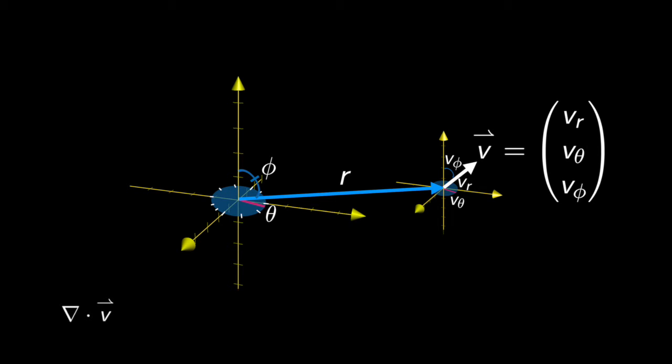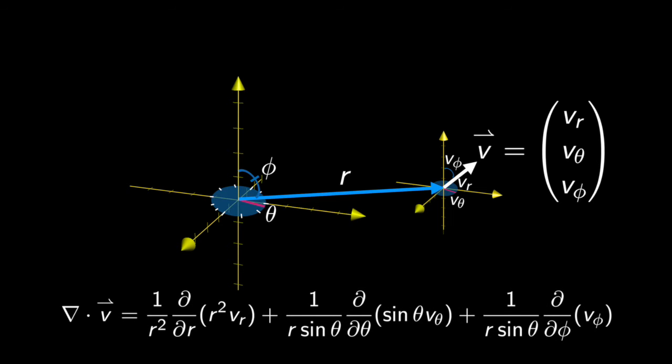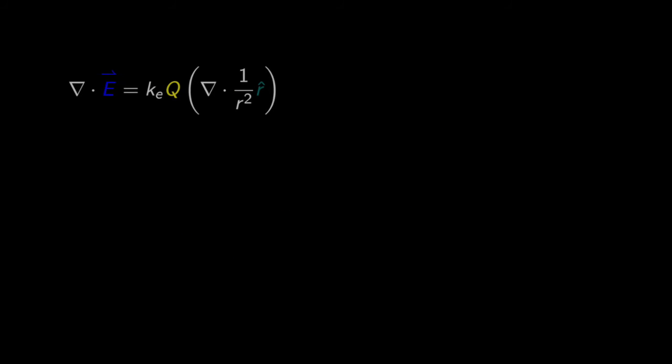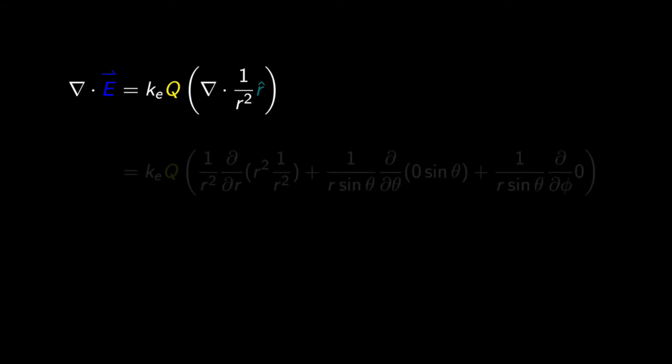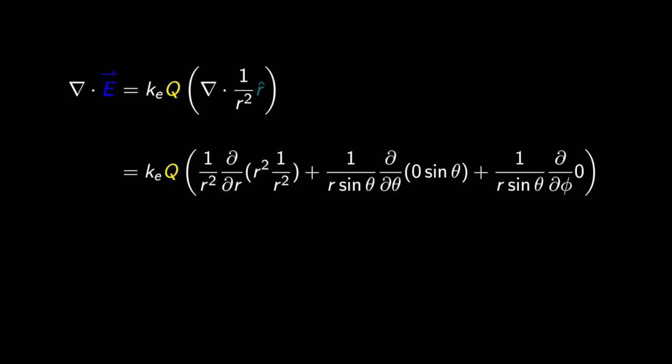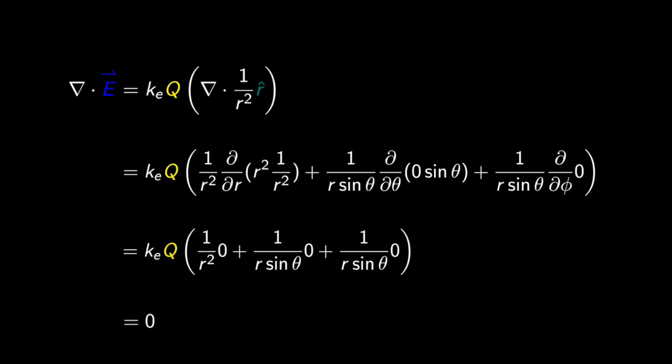In this form, the divergence of V is 1 over r squared partial r of r squared V_r, plus 1 over r sine theta partial theta of sine theta V_theta, plus 1 over r sine theta partial V_phi partial phi. With this formula in hand, we can go back and figure out the divergence of E. Expanding the divergence of 1 over r squared times r hat, you'll notice that all the derivatives are applied to constants, so the divergence vanishes. Keep this in mind during the next calculation I do.